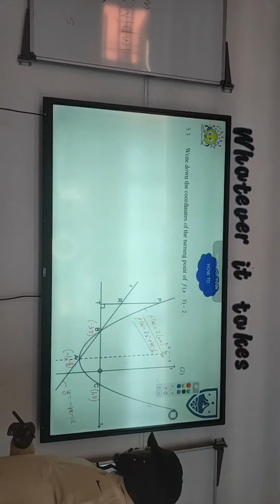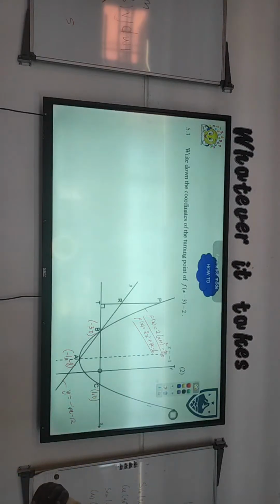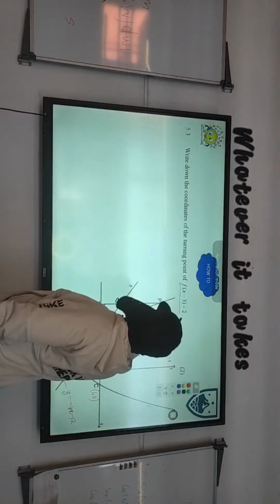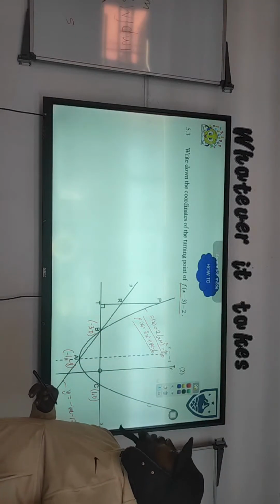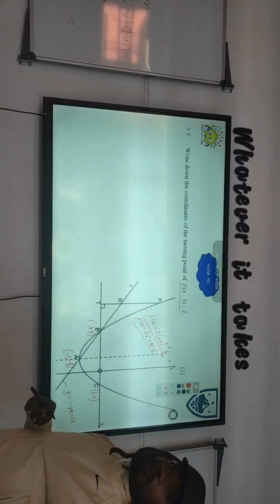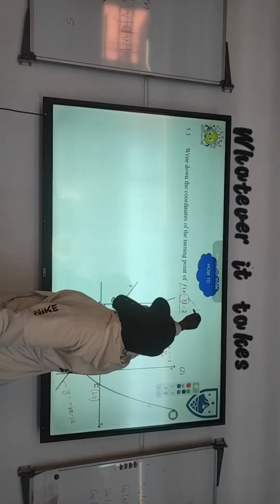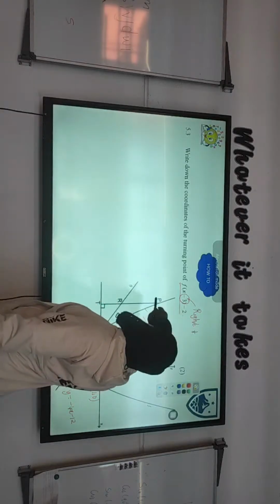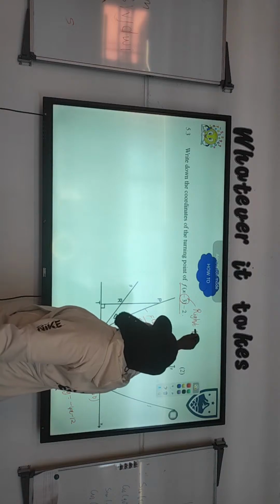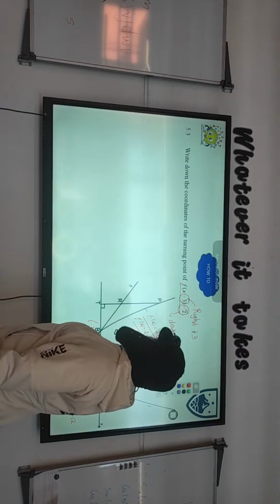Write down the coordinates of the turning point of f at x minus 3. So what is actually happening here? It is not the same graph. Do you see that the graph has actually been transformed? There's a transformation that happened here. As soon as you subtract 3, it means you are moving the graph to the right. This graph has been moved to the right by how many units? By 3 units to the right.